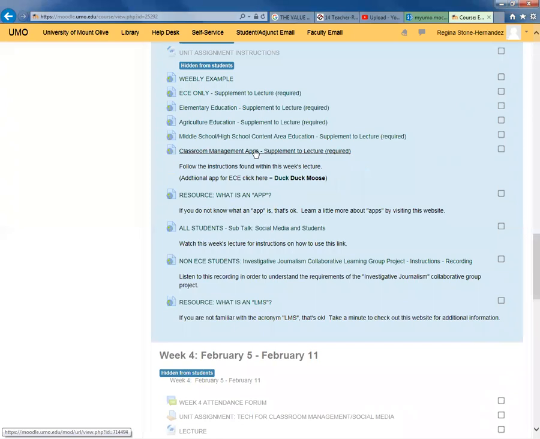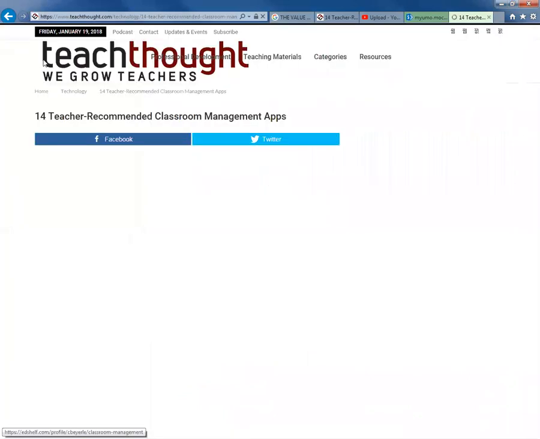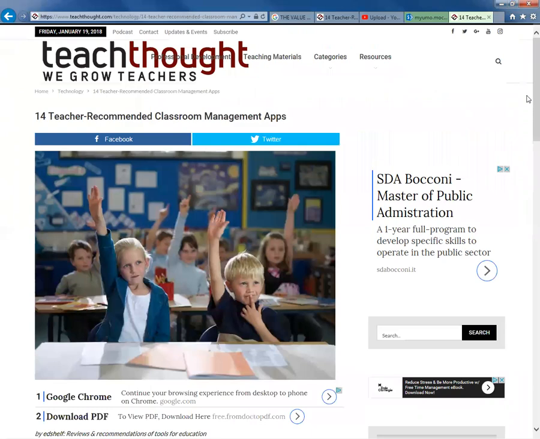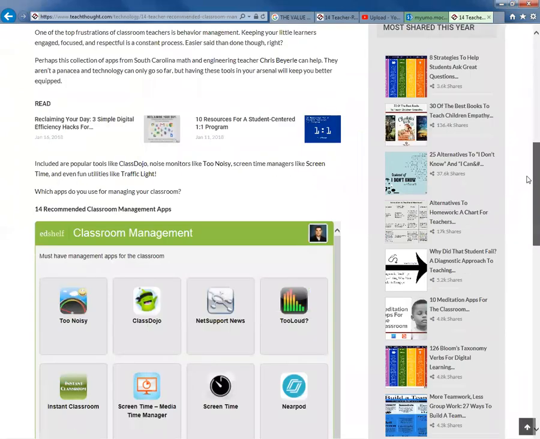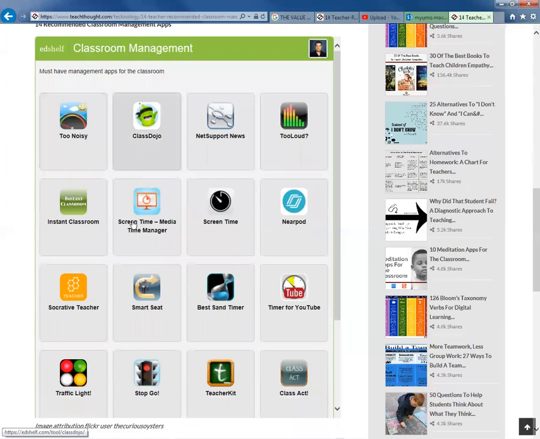But if we were to go on right here and I click it, this website, it's Teach Thought, We Grow Teachers. Remember, we said in ISTE standards that we were supposed to be learners, constant learners, and collaborators one with another. And one way that we do that is by joining these different forums where we help each other back and forth. This is a place where EdShelf helps us with these different apps. And so you literally can go on and click this, and it will take you to an explanation of what that app is all about.